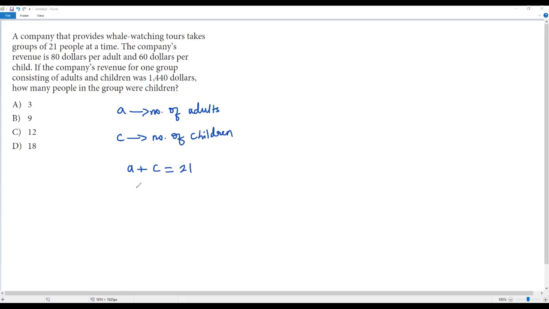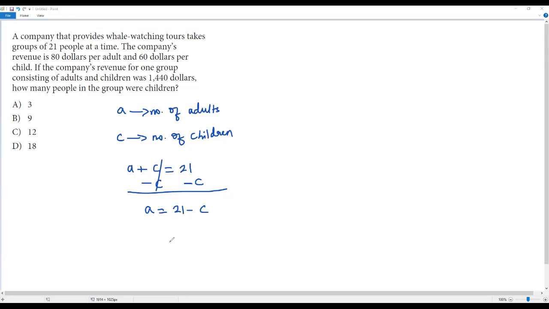So why do we have to solve for A in terms of C? Why can't we solve for C in terms of A? There is a reason. So let's solve for A. For that we have to subtract C from both sides. When I do so, I'm getting A is equal to 21 - C. I have solved for A in terms of C.